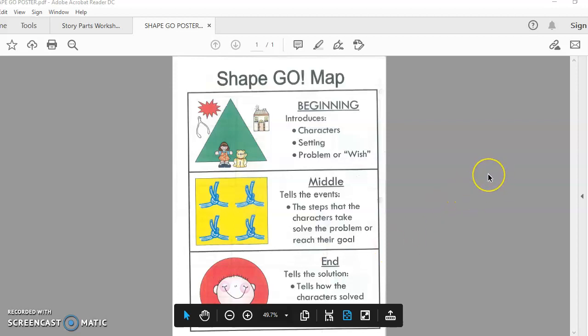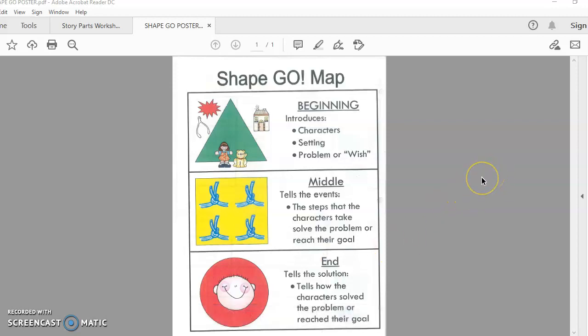And as you remember from yesterday, hopefully you watched Mrs. Valor's YouTube video, in the beginning, when you are reading a story, you are looking to see who the characters are, what the setting is, and what is that problem, or sometimes we call it the wish. So what does the character want? And then the problem is what's preventing that character from getting that wish. And we'll see that in the next story.